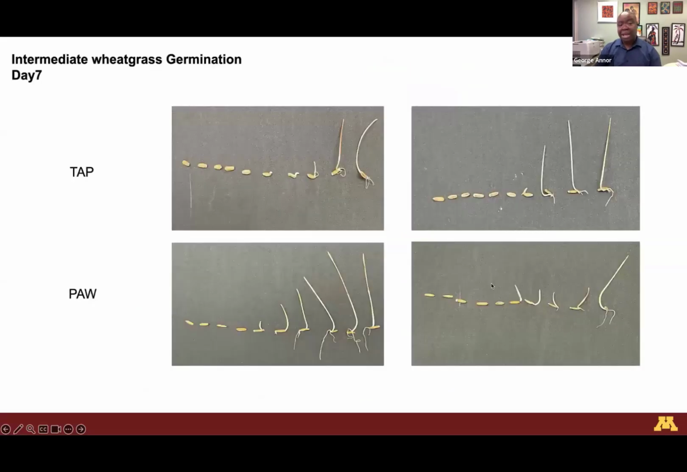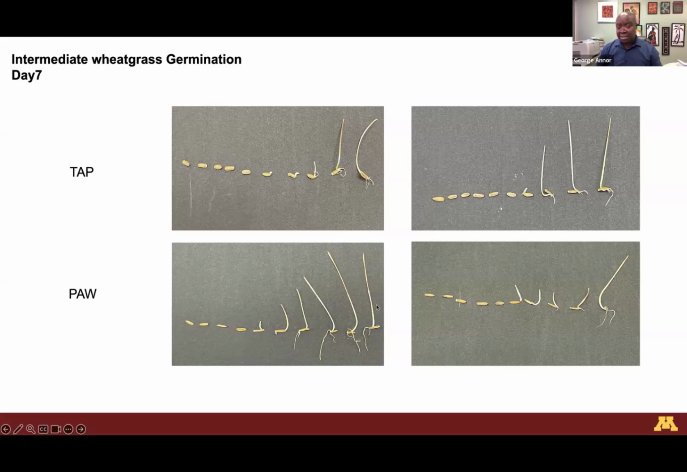And this is a picture. You can see that not all the seeds germinated for intermediate wheat grass. For the PAW, we see a lot more of the seeds germinating, but again, you can see how long the plumules are for those grains.